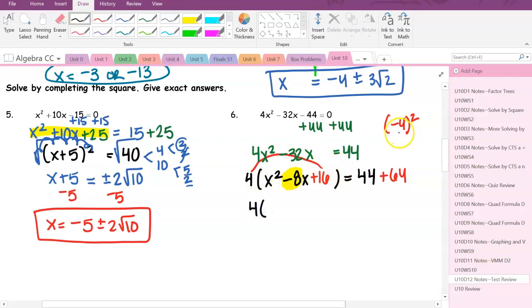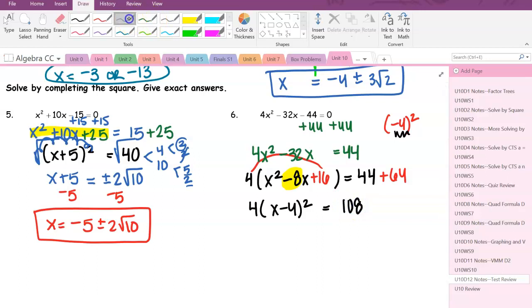Now I'm going to factor. Again, we're always going to use this number right here. So this is x minus 4 squared. Those are the numbers that multiply to 16 and add to negative 8. Combine your like terms over here, and we get 108. Okay, and now remember, we can't root this yet because we've got this 4 in front. So we're going to divide by the 4. And that is going to give us a 27.